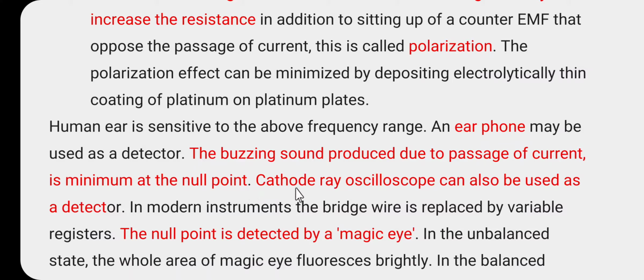Then the CRO, that is the cathode ray oscilloscope, can also be used as a detector. But friends, this cathode ray oscilloscope is a very costly instrument. So as chemists we never use the CRO as a detector in the conductometer, but we can use it as a detector.